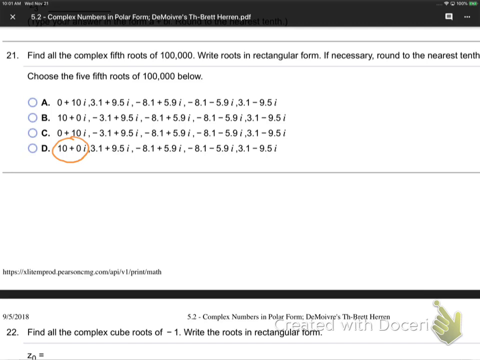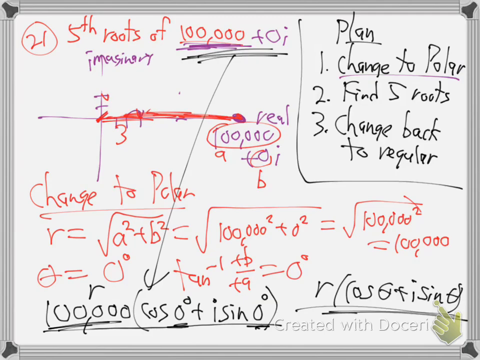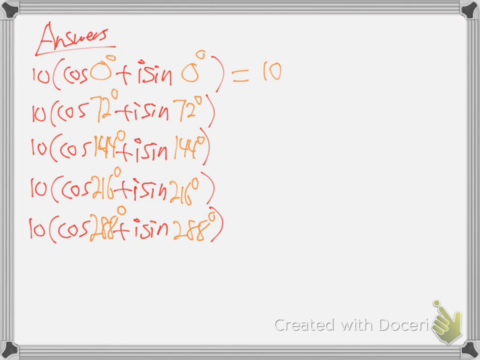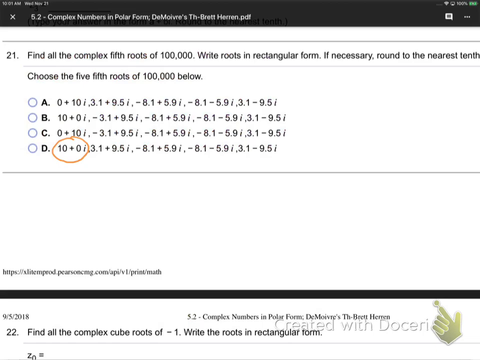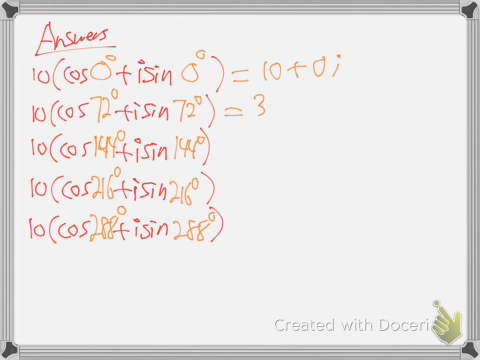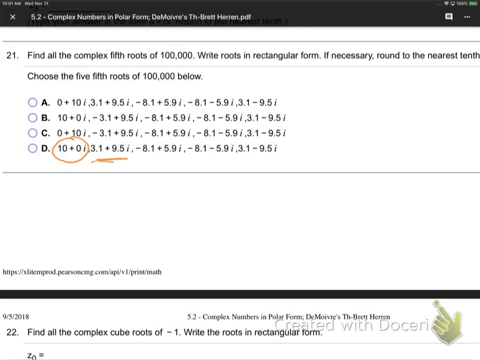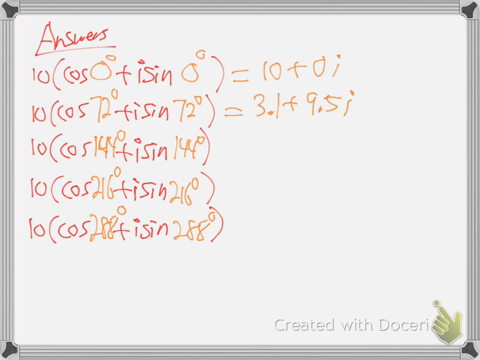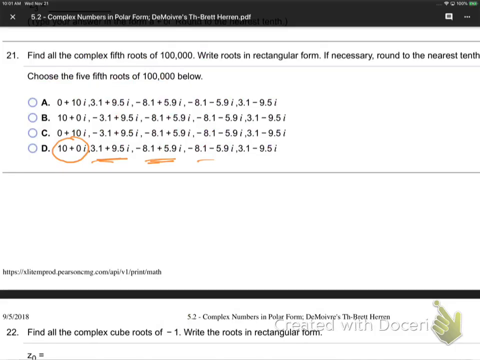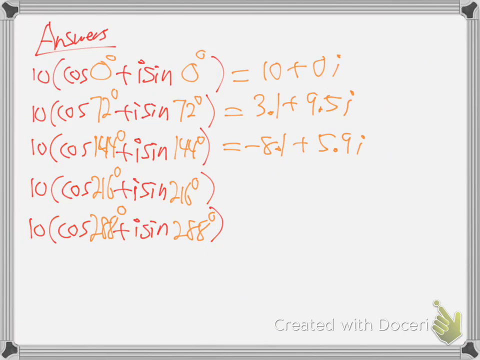10 plus 0i, 3.1 plus 10 plus 0i. So 10 plus 0i, 3.1 plus 9.5. Negative 8.1, 5.9. Negative 8.1, negative 5.9. Yeah, you guys are right.